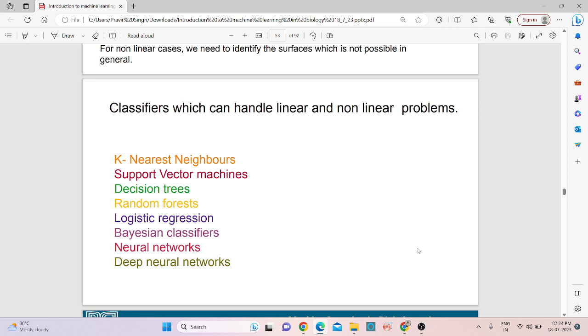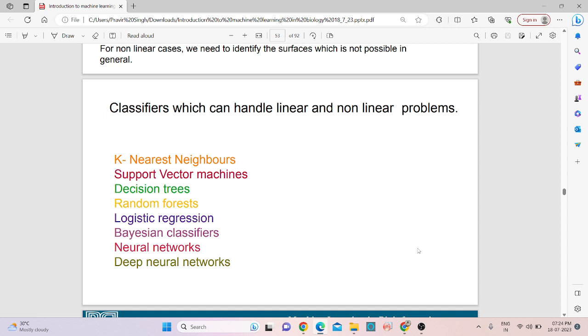Having said and done, suppose you've got 20 different attributes, you cannot even visualize the data. And if you cannot visualize the data, you cannot identify the surface. So that means identification of surface and then trying to separate the data into different groups is impossible.